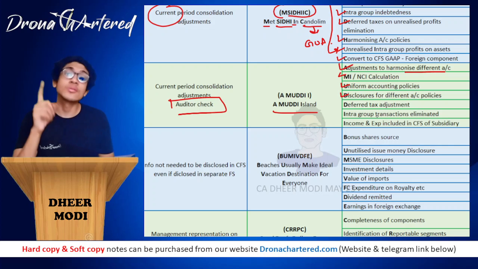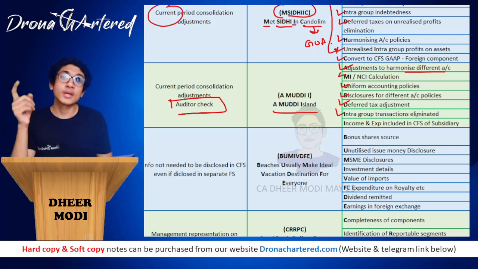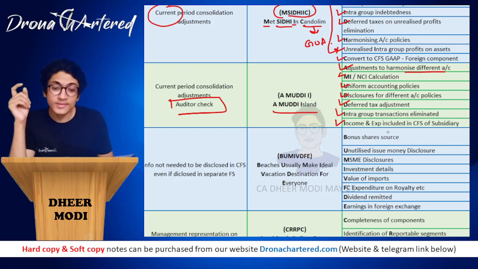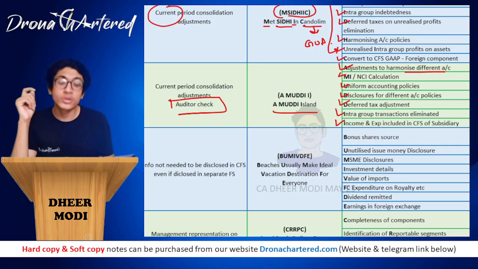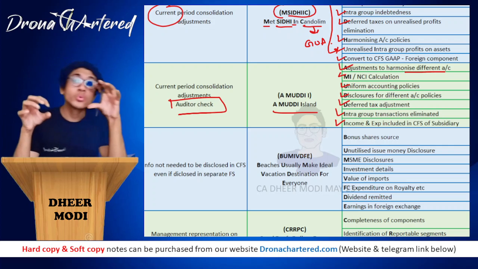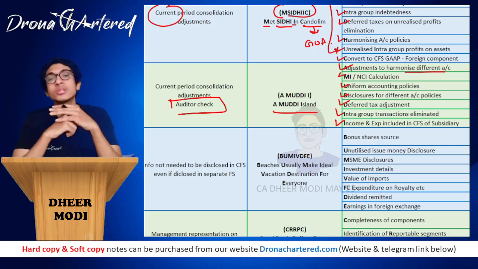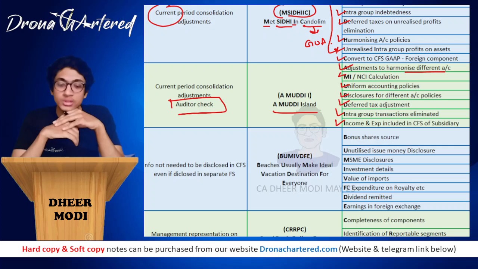D is disclosure for different accounting policies. Then D is deferred tax adjustment. I is intragroup transactions have been eliminated. And your last I is income and expense included in CFS of subsidiary, from the date it gains control to the date it ceases control. I hope you are trying to memorize it as you are watching this video. Otherwise, there is no point of watching this video.